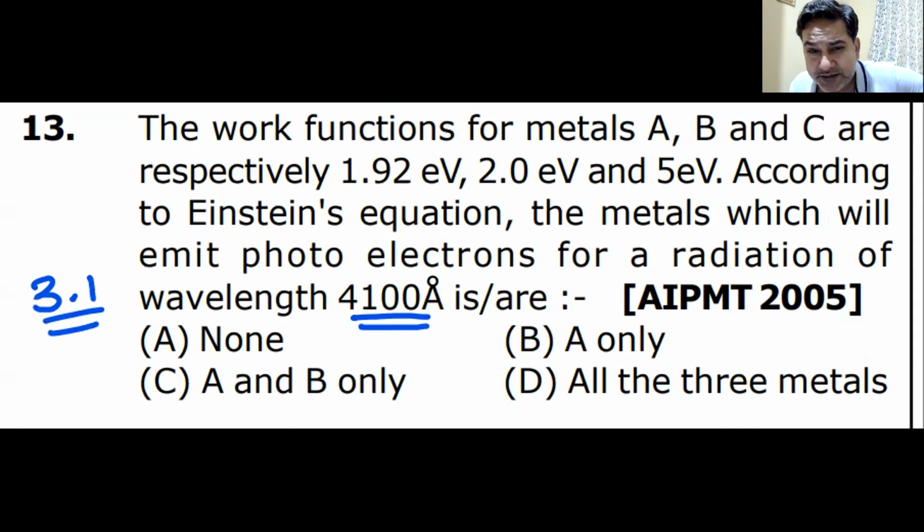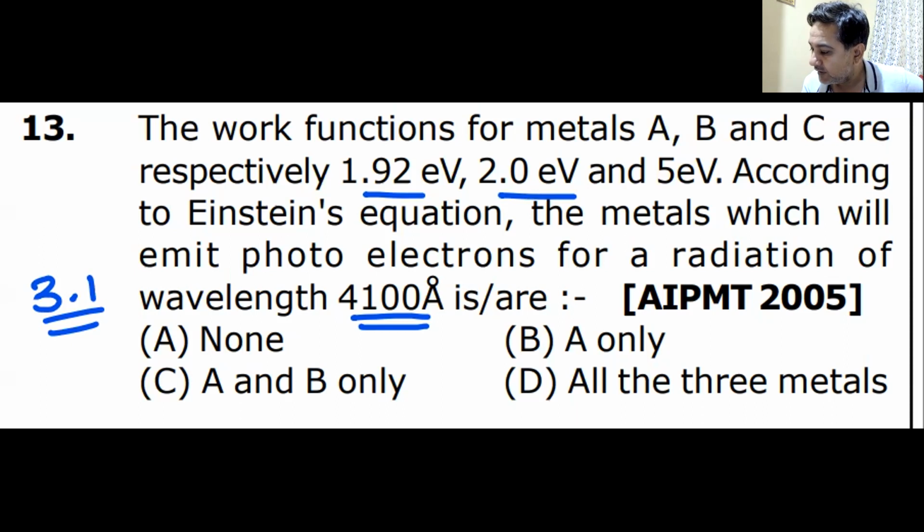This is the energy of the radiation. You can only emit photoelectrons if your energy is more than the work function. Do we know this? Then what is the answer? The only two work functions which are smaller are 1.92 and 2. Do we understand this? Yes. Then let's move on to the next question.